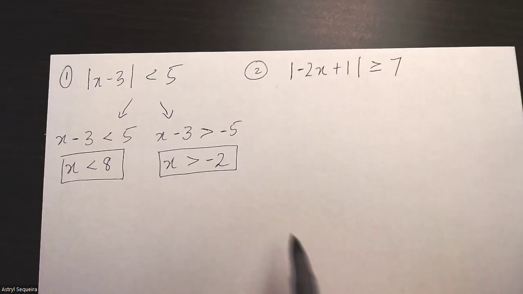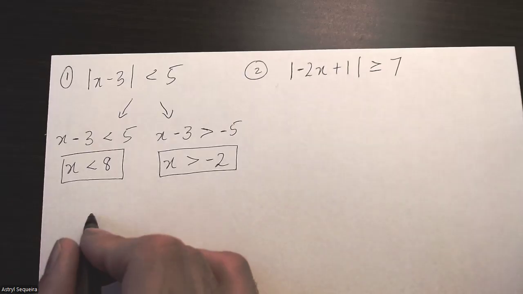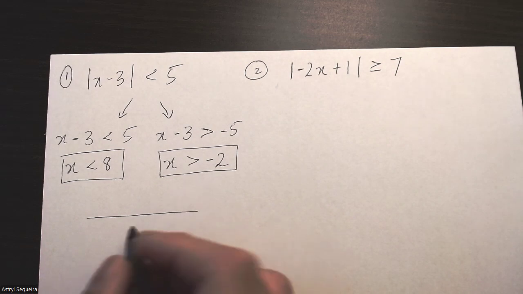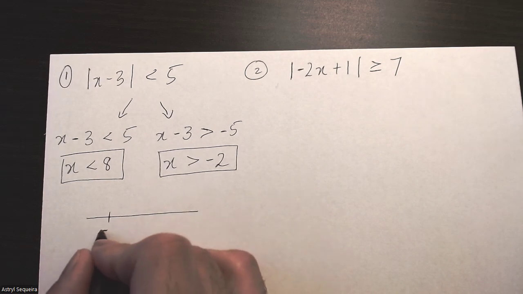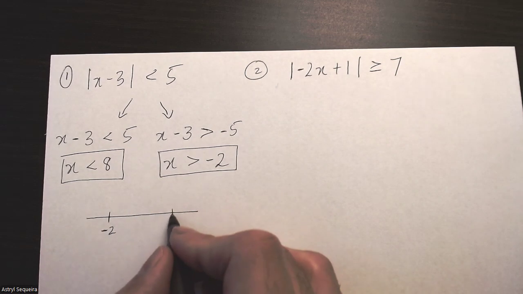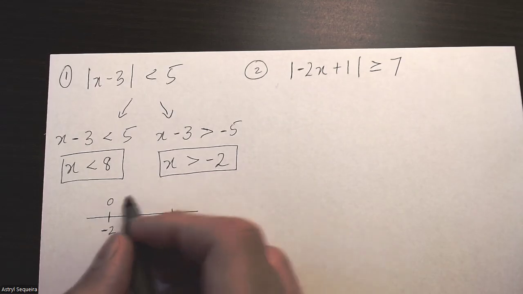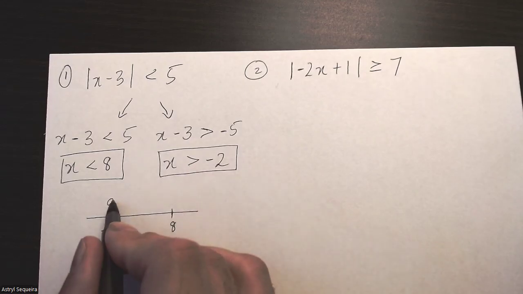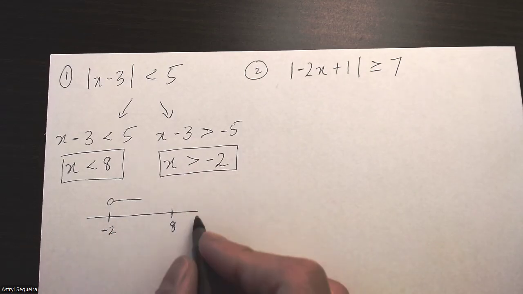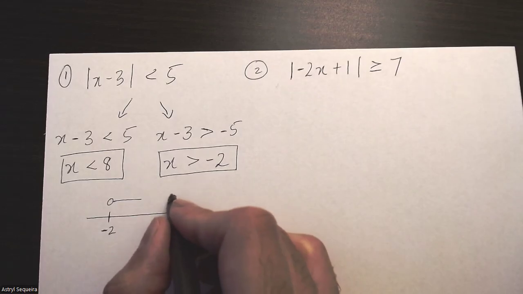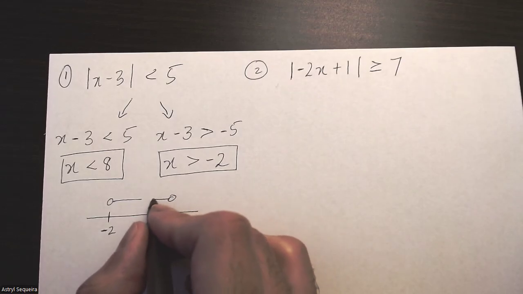Lastly, we want to see if we can combine these inequalities or if we just leave them separate like that. An easy way to do it is to just plot them on a number line. So -2 is over here, positive 8 is over here. X is greater than -2. That's an empty dot because no equal sign. Greater than means I'm going to the right. X is less than 8. Less than means I'm going to the left.